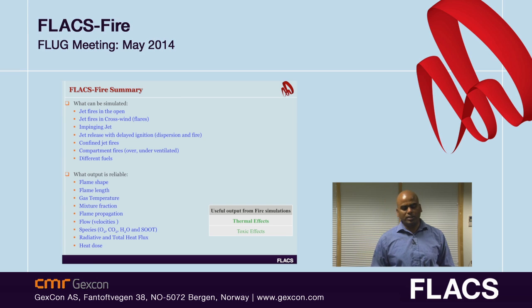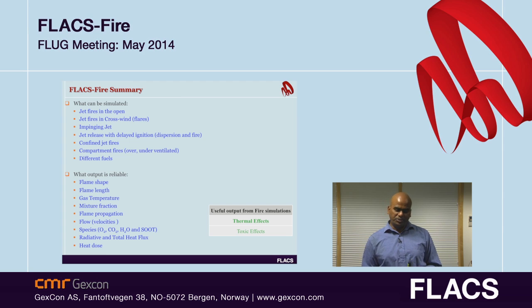So with FLACS-Fire, one can simulate a jet fire in the open, jet fire in crosswind, impinging jet fire, jet release with a delayed ignition, compartment fires with different fuels, and so on. What outputs are reliable? Flame shape, flame length, gas temperature, mixture fraction, flame propagation, flow, species, radiative heat flux, total heat flux, and heat dose, and so on. These are the outputs that are reliable from FLACS-Fire.